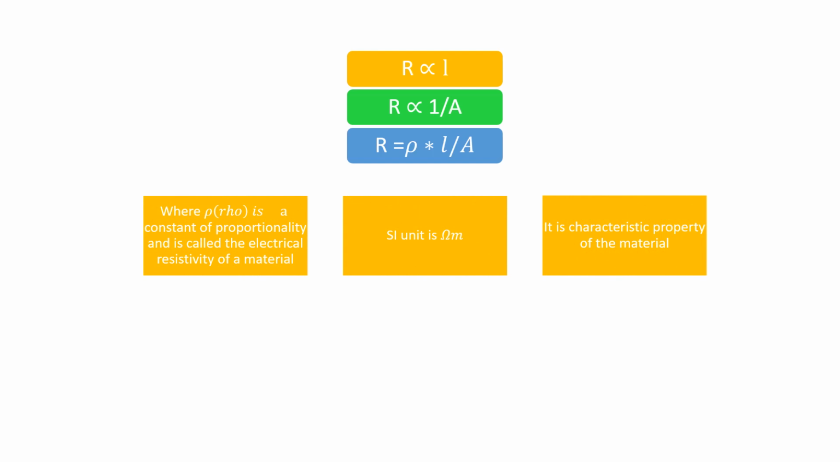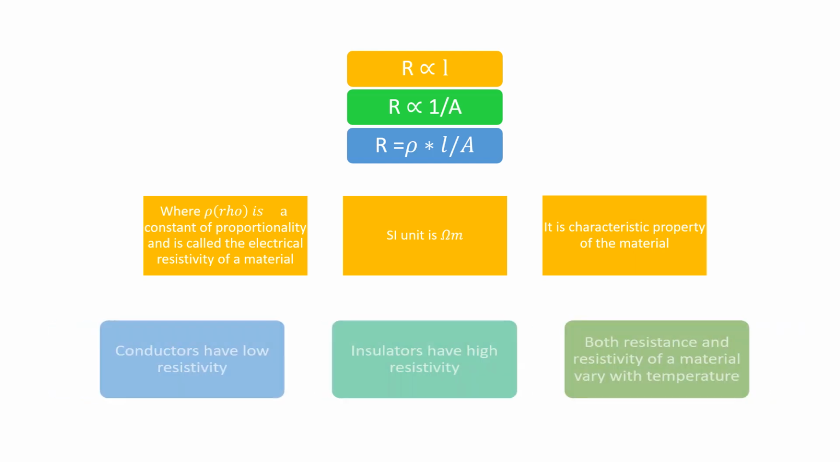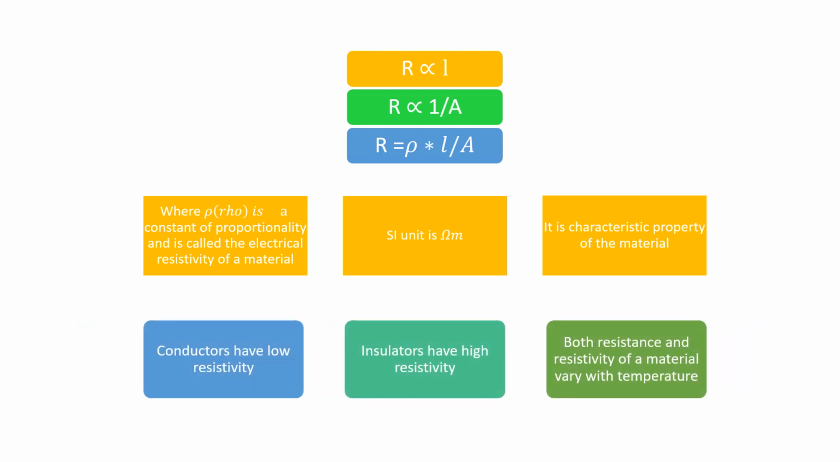where rho is the constant of proportionality of that material, called the resistivity of that material, and its SI unit is ohm meter, and it is the characteristic property of that material. The conductors have a low resistivity and the insulators have high resistivity. Both the resistance and the resistivity of a material vary with temperature.